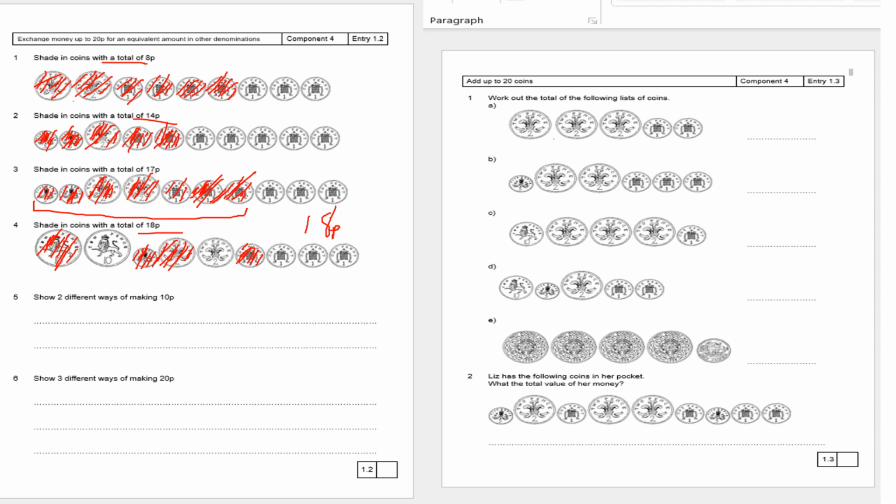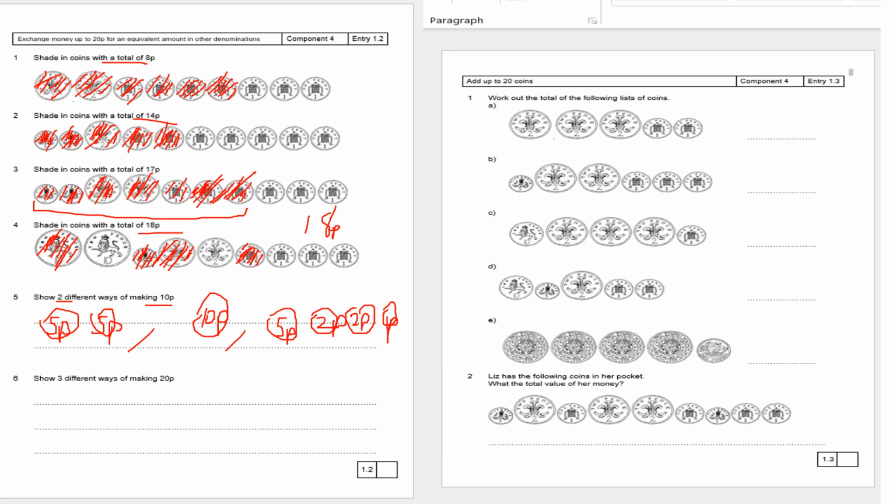Question number 5, show 2 different ways of making 10p. Well, I can do 5p and 5p. That's probably the quickest way. I can even just do one 10 pence coin, because that makes 10p. But another way, if you're interested, even though it says 2 there, could be a 5 pence coin, a 2 pence coin, a 2 pence coin, and a 1 pence coin.